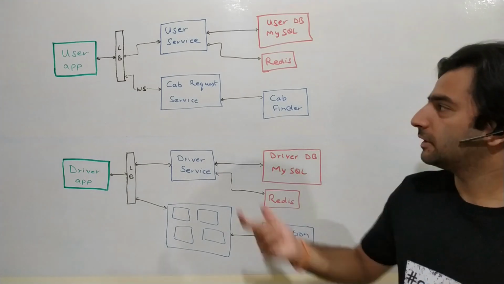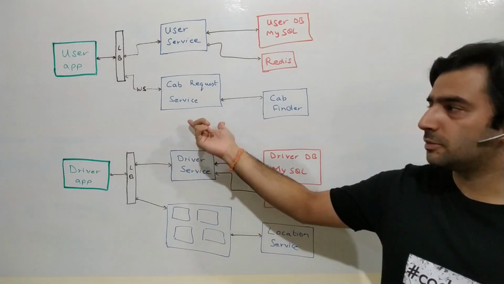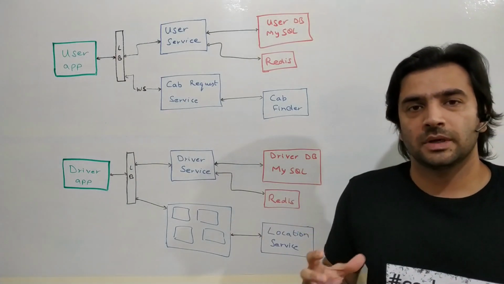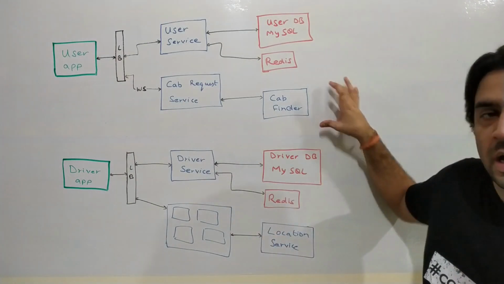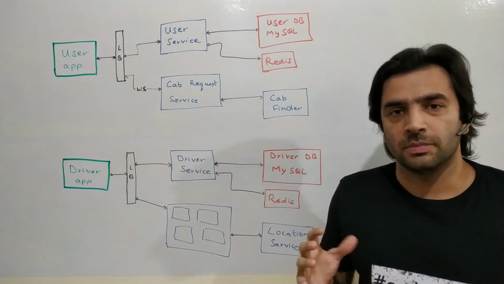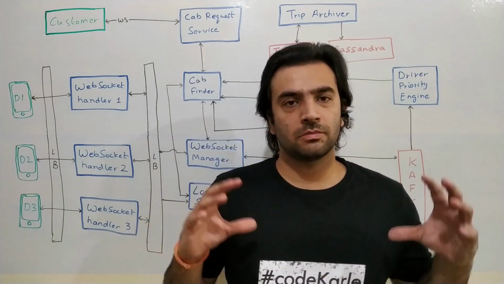Okay. And when the customer places this cab request, the customer segment is calculated, driver segments are calculated, and they are mixed and matched by the cab finder and a couple of other components to give the best suited driver for a particular trip. Now, let's look at how a customer and driver come together.